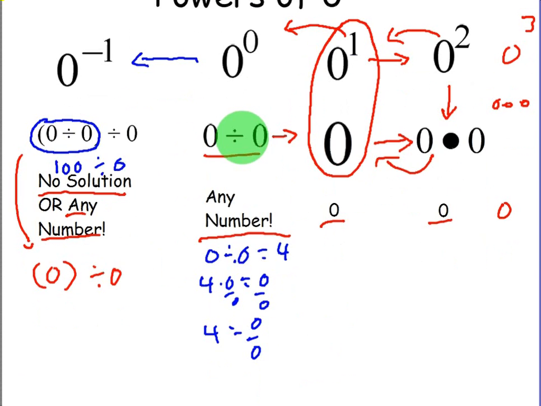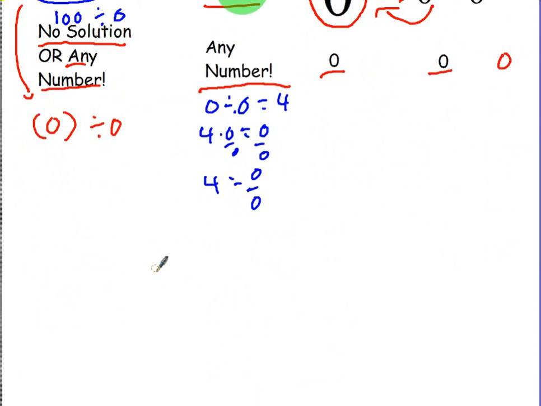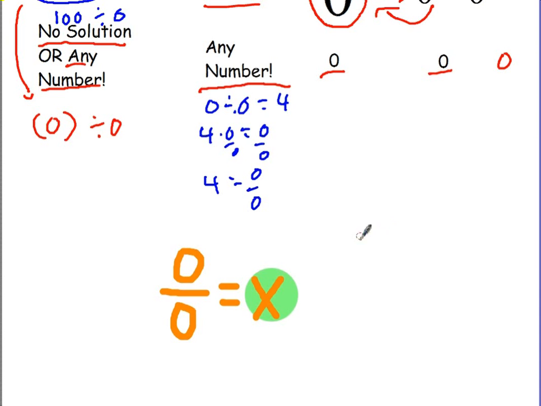I'm going to go down here. Any number? Yeah, I'm going to explain why it's any number. 0 divided by 0. Let's just write 0 over 0 equals x, meaning we don't know what the number is. Okay, so I want to explain this a little bit better. Let's set up another division problem right here. 12 divided by 3 equals 4, right?